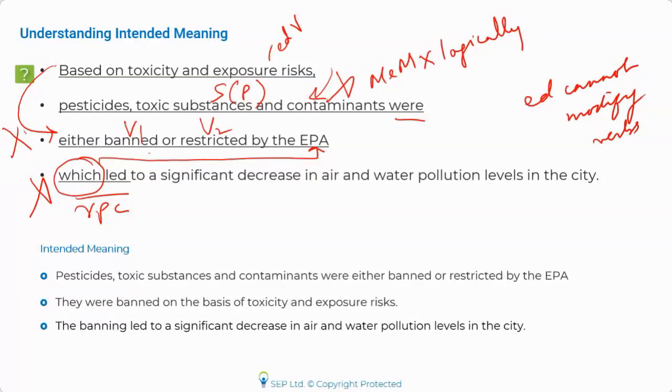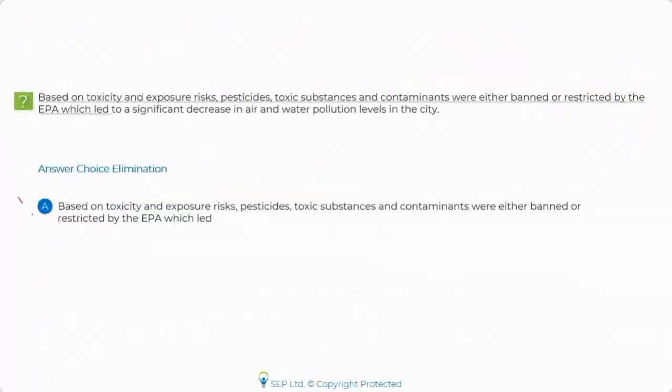Okay, great. So as you can see, very quickly, A is incorrect, as we have already discussed. Let's move to B. B, same error is there. Based on toxicity, this is wrongly modifying pesticides, toxic substance, and contaminants. Let's see if any other errors are there. These were either banned or restricted by the EPA. Now, leading to is modifying same EPA, which is wrong. The EPA is not leading to the decrease. All right. So B is incorrect for two reasons. ING verbals, when they modify a noun, there is no comma between the noun and that modifier usually.